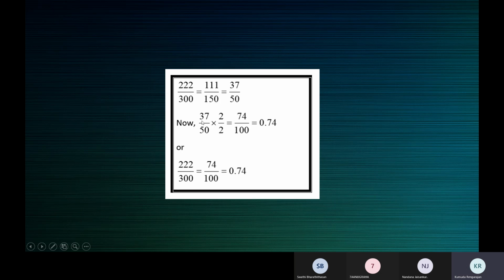Now you can think of converting this fraction to a fraction with denominator 100 by multiplying the numerator by 2 and the denominator by 2. 74 by 100. 100 has two zeros, so after the decimal point there should be two digits. So it will be 0.74.